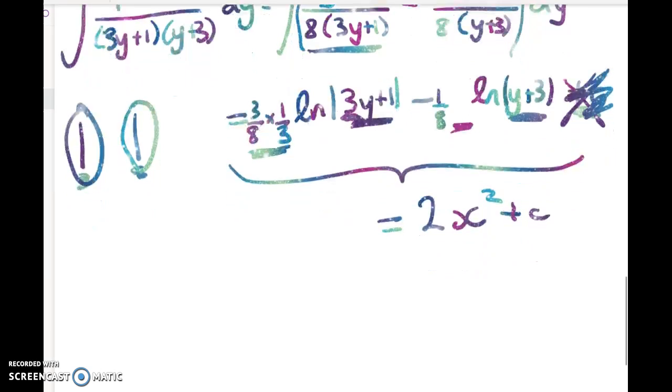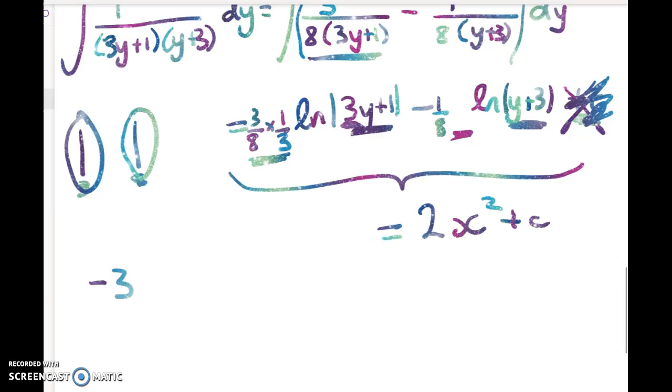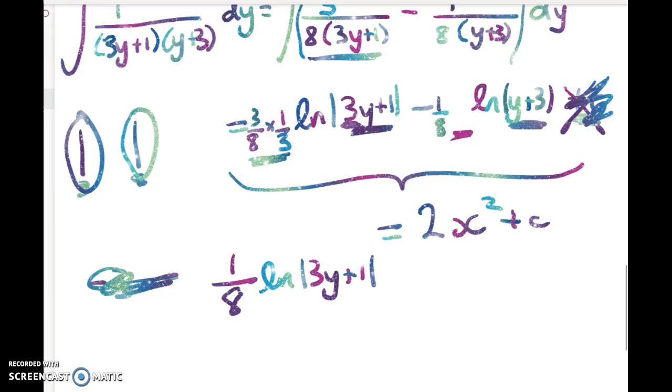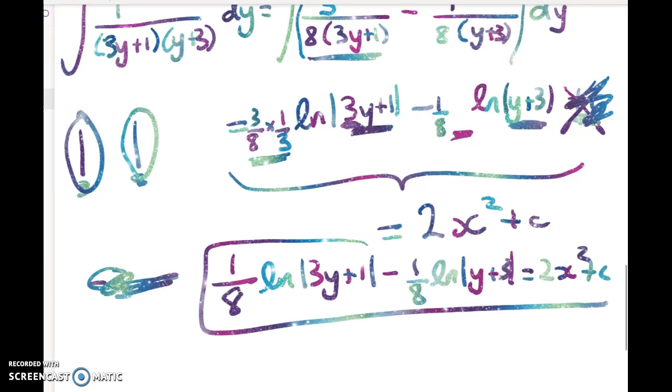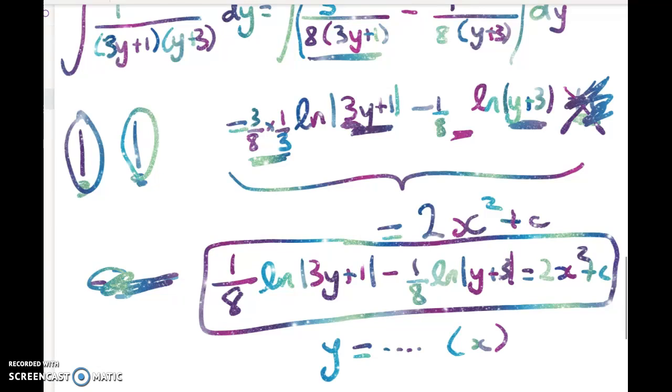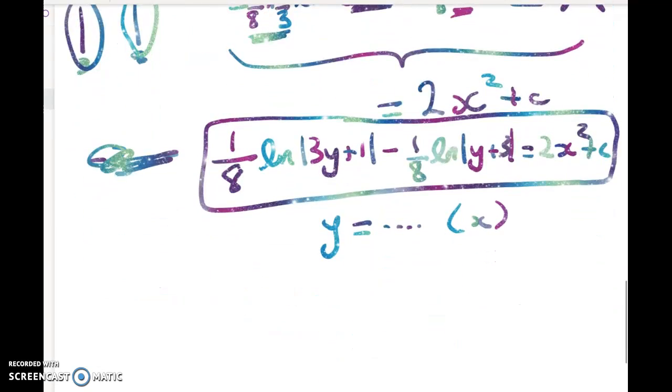Now let's clean up that big mess. We've got 1/8 log of 3y plus 1 minus 1/8 log of y plus 3 is equal to 2x squared plus c. So we've got down to here. We've still got a wee way to go because we want to get y equals blah blah blah in terms of x. But you can see that we no longer have x's and y's all mixed up, and we've got no derivatives sitting there.